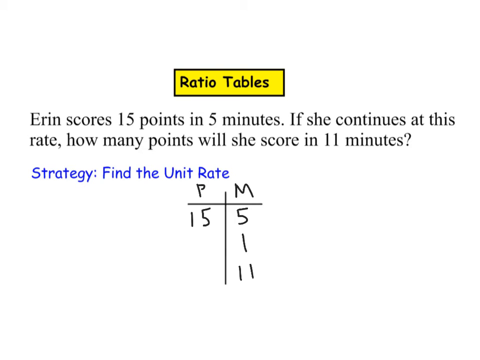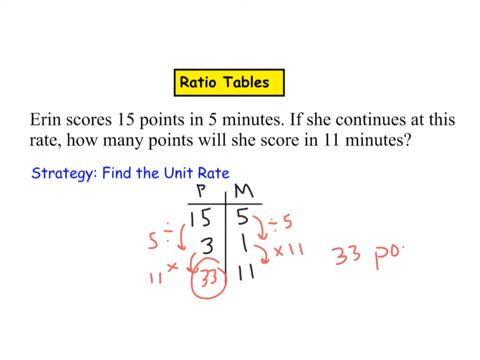And I'm doing that by finding what's called a unit rate. Unit rate means per 1 of something. So I'm going to divide 5 by itself. So 5 divided by 5 to get to 1, which means I do the same thing with the 15. 15 divided by 5 is going to be 3. And now I can apply a scale factor of 11 to go from 1 to 11. So 1 times 11 is 11, and 3 times 11 is 33. So in 11 minutes, Erin can score 33 points.